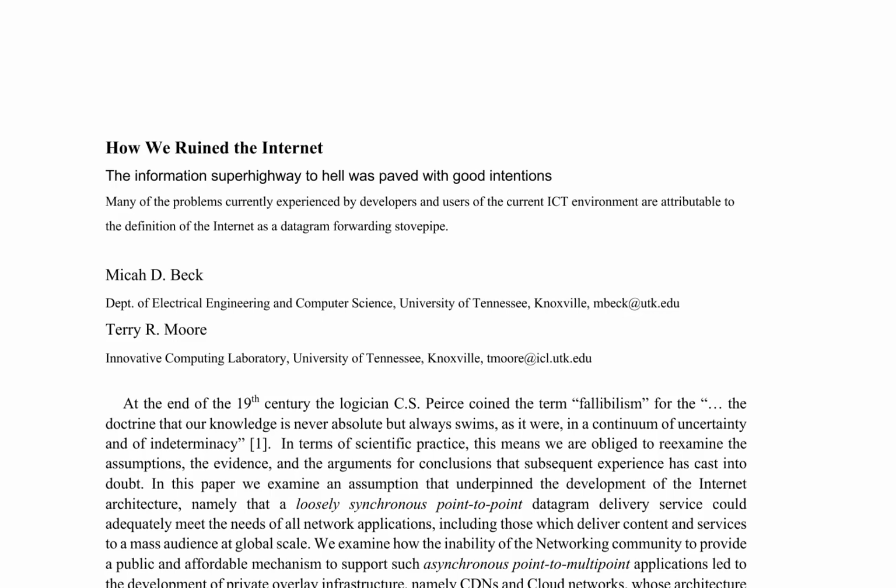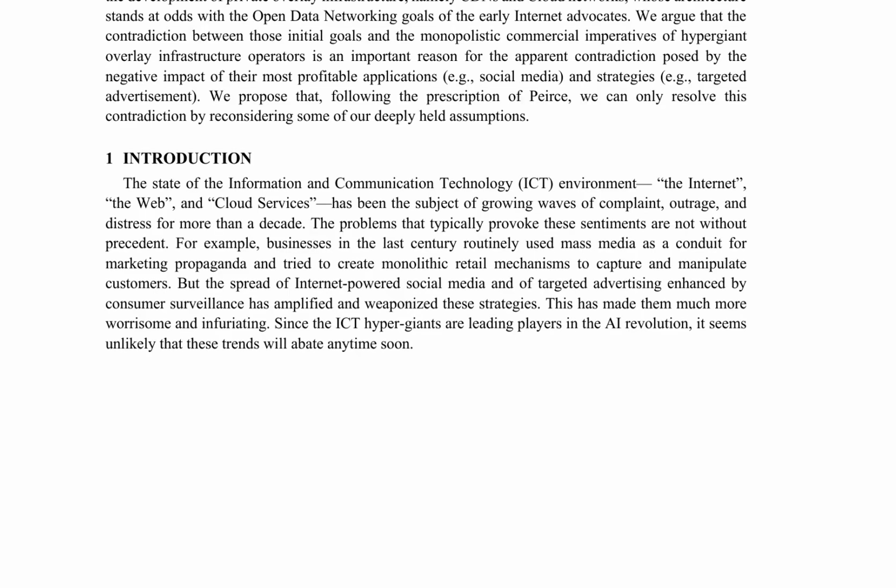The research paper examines the assumption that underpinned the development of the Internet architecture, specifically the ability of a loosely synchronous point-to-point datagram delivery service to meet the needs of all network applications. It argues that the inability of the networking community to provide a public and affordable mechanism for asynchronous point-to-multipoint applications led to the development of private overlay infrastructure, such as CDNs and cloud networks, which contradict the open data networking goals of the early Internet advocates.